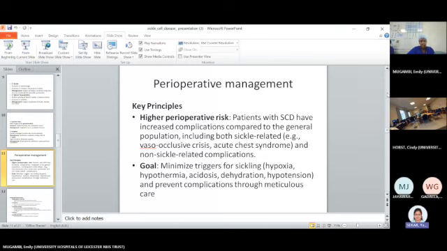What is the perioperative management of this patient? The key principles: patients who come in with sickle cell disease, we need to remember that there's a risk of complications from the sickle cell disease, and the risk of complications not associated with sickle cell disease is very high in this patient as well. So your goal is to minimize the triggers, as we have said, with the hypoxia, hypothermia, hypotension.